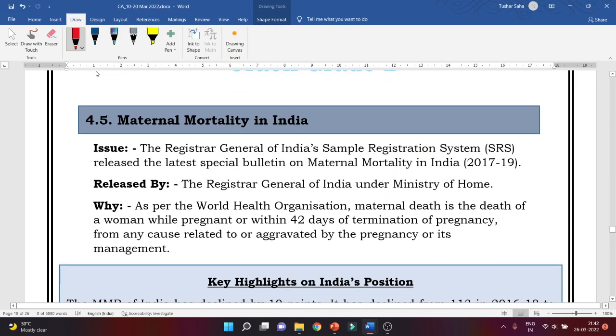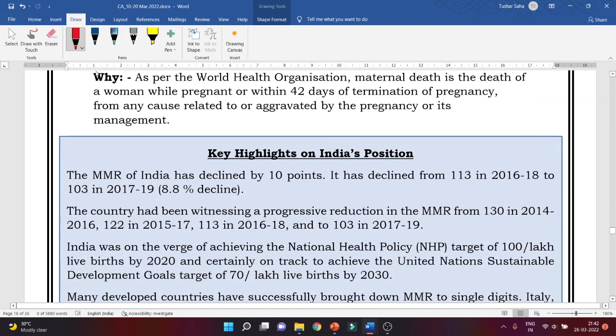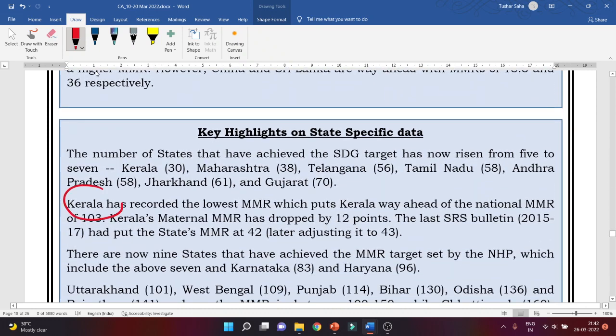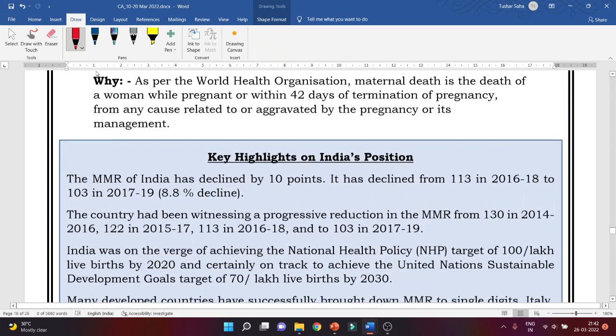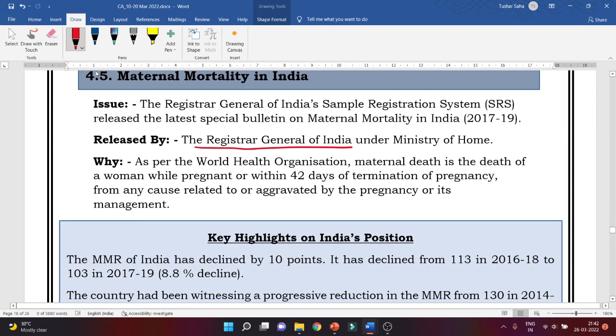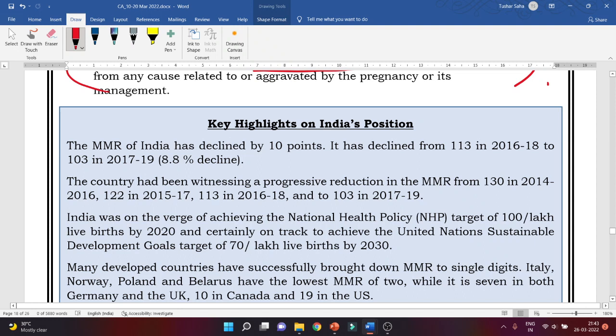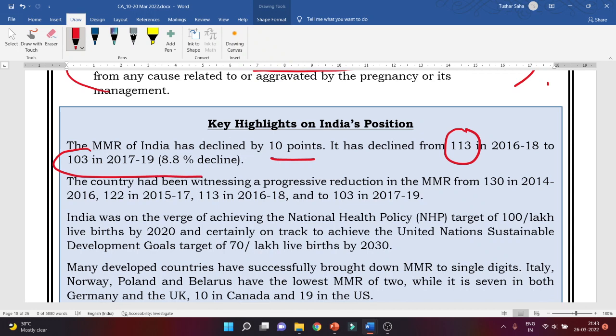Then, maternal mortality in India. As per the maternal mortality data, Kerala is the best state. Then let's come back to what MMR is. This data was given by the Registrar General of India under the Ministry of Home Affairs. As per WHO, maternal death is the death of a woman while pregnant or within 42 days of termination of pregnancy. Very important definition which you should know. MMR of India declined by 10 points, from 113 to 103 in 2017-19, which means an 8.8% decline.